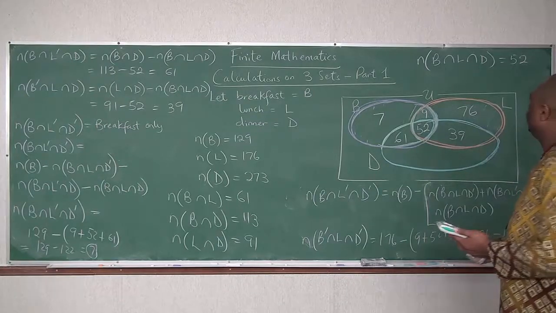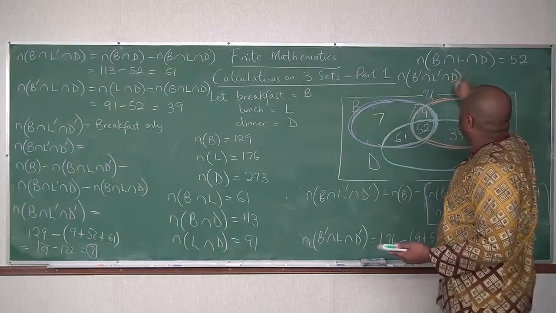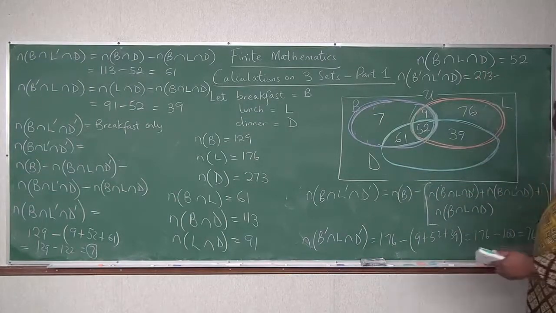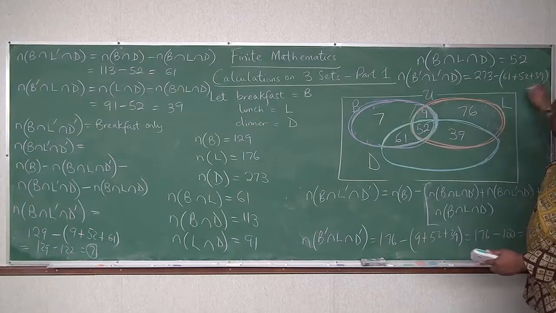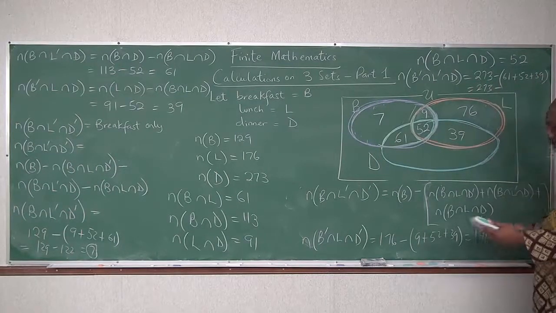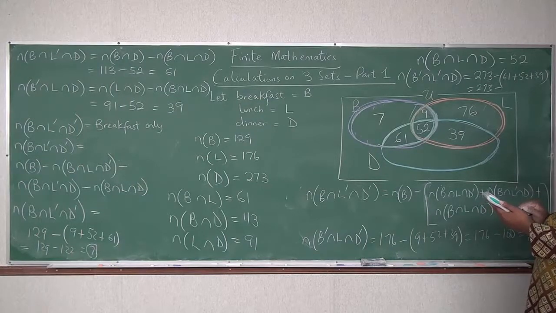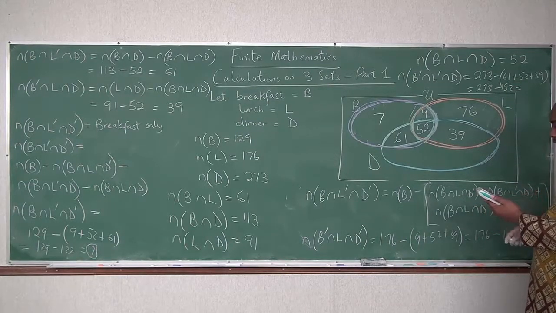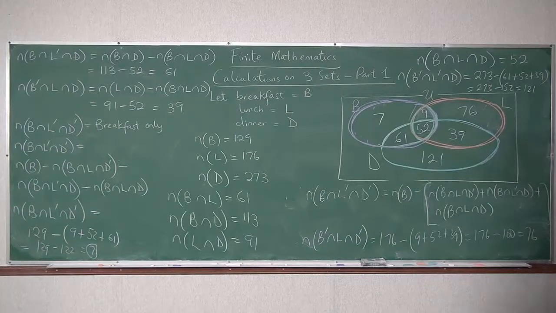And then dinner only. What would dinner only be? Dinner only will be the cardinality of B prime intersect L prime intersect D. That will be 273 minus 61 plus 52 plus 39. So 273 minus 61 plus 52 plus 39, which is 152, and that gives us 121. So this is 121. This is what we need here.